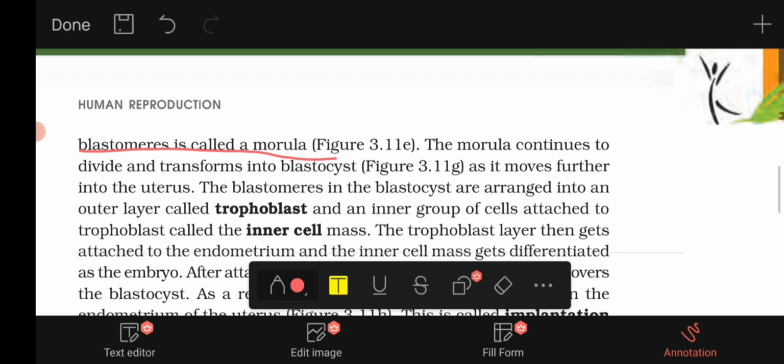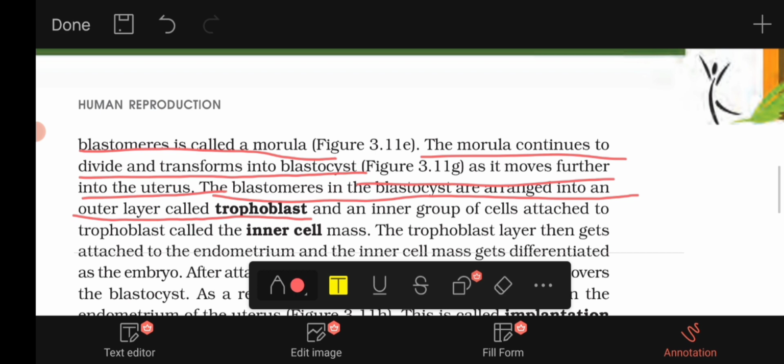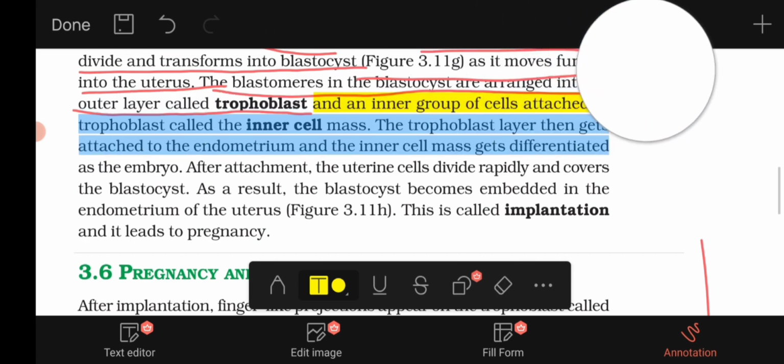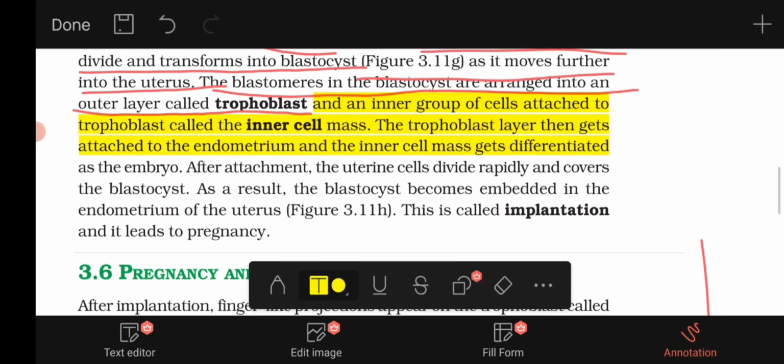The morula continues to divide and transforms into the blastocyst as it moves further into the uterus. The blastomeres in the blastocyst are arranged into an outer layer called the trophoblast or trophectoderm, and an inner group of cells attached to the trophoblast called the inner cell mass. The trophoblast layer then gets attached to the endometrium and the inner cell mass differentiates as the embryo.